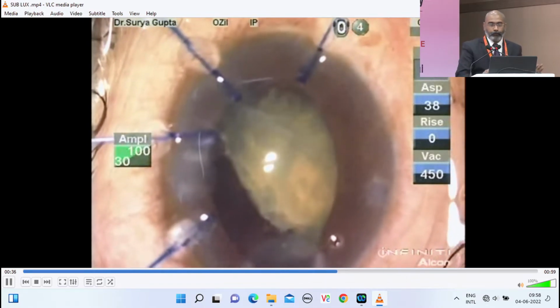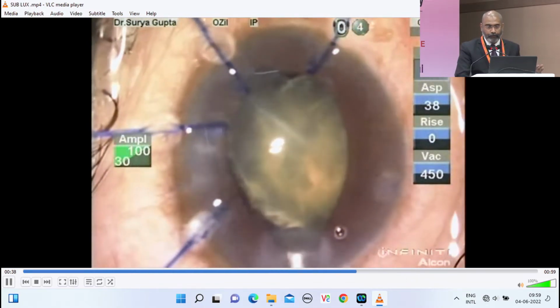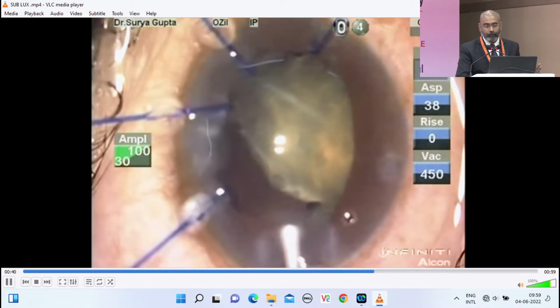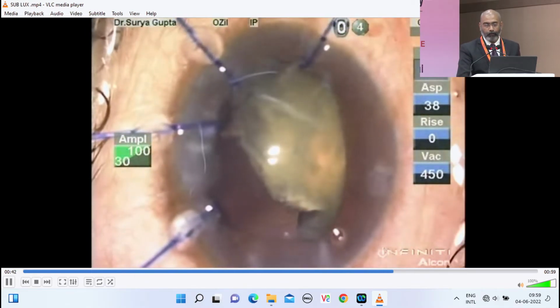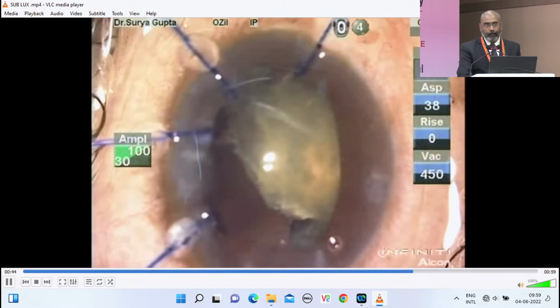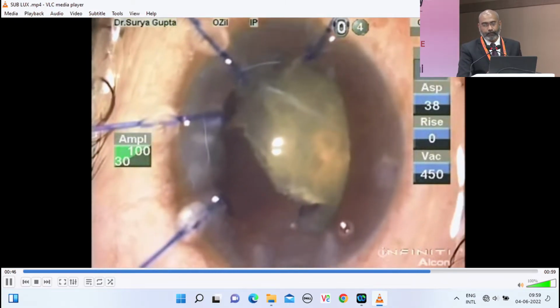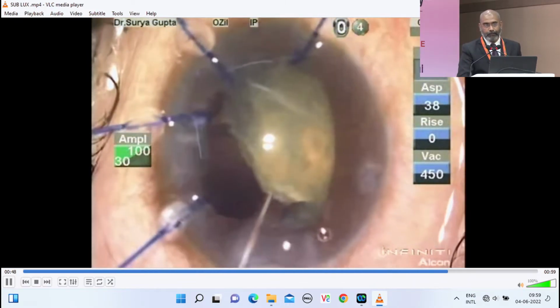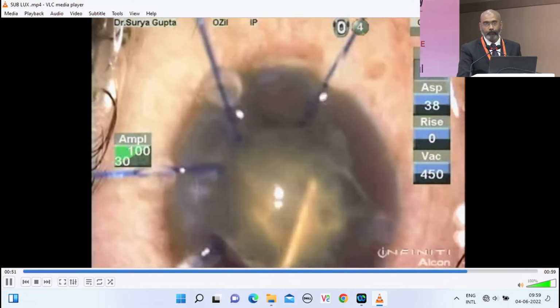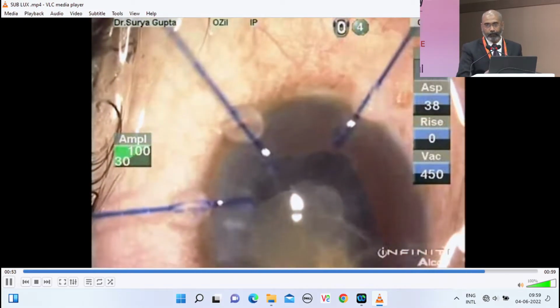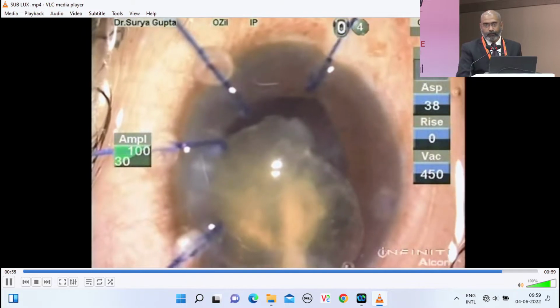So in spite of putting in so many hooks and stabilizing the bag and everything, I have lost the posterior capsule, so there's no point in continuing the surgery right now. I should have put in a CTR ring here. See, if you put in a CTR, not only does it stabilize the bag, it also makes the equator taut and the posterior capsule tight. So it doesn't keep on flapping.